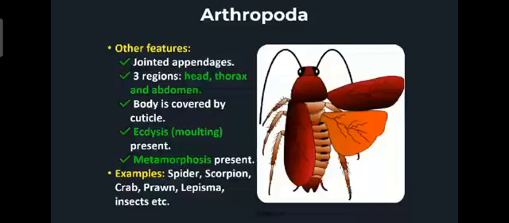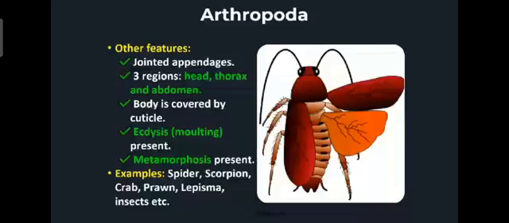Then you will find ecdysis here, that is molting. Molting means what? The animals leave their skin, and the new life will begin again. Clear? So that is called molting.